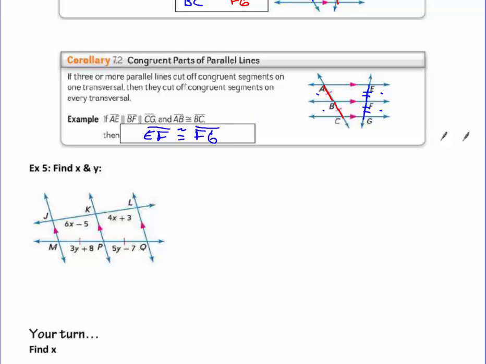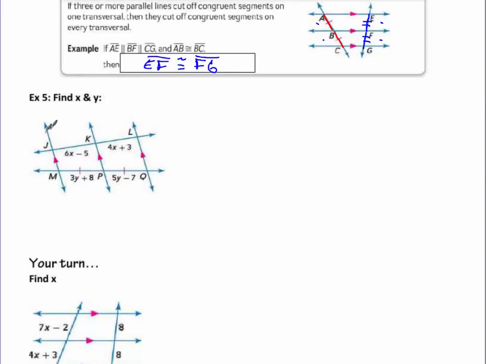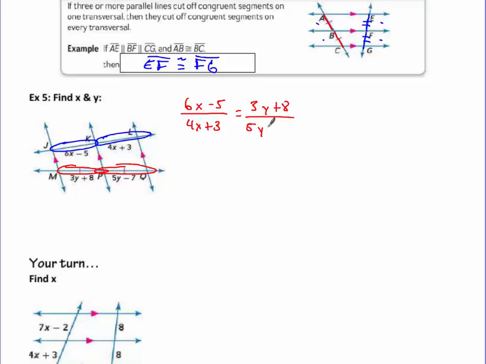And knowing this just makes the problems easier, because when you look at this first example here, we have our 3 parallel lines and they have the 2 transversals. A lot of people are going to say that, well, this over this equals this over this. And you might even write 6x minus 5 over 4x plus 3 equals 3y plus 8 over 5y minus 7, right? When you start cross multiplying this though, you're going to notice real quickly that you have x's and y's, which is not an ideal situation for you guys.